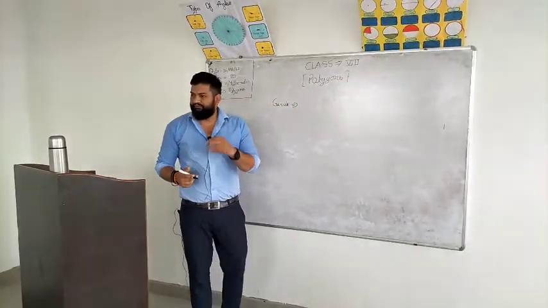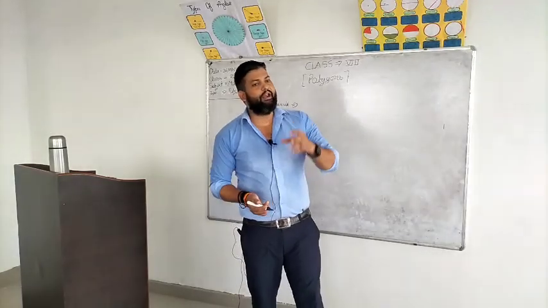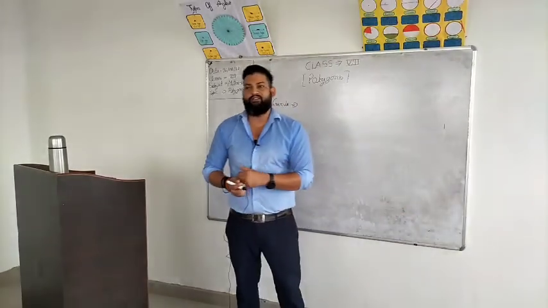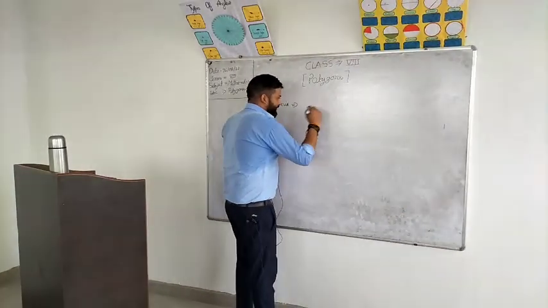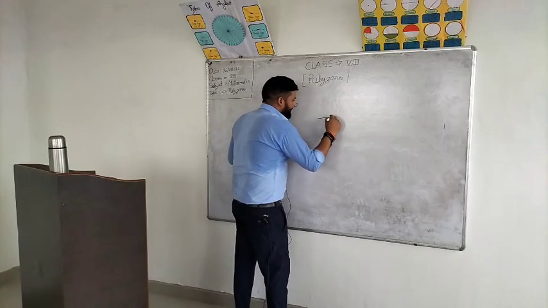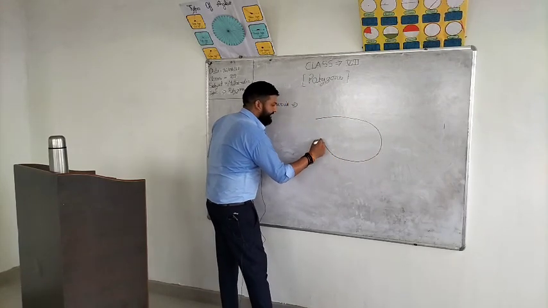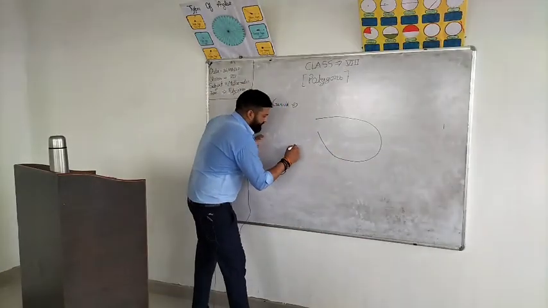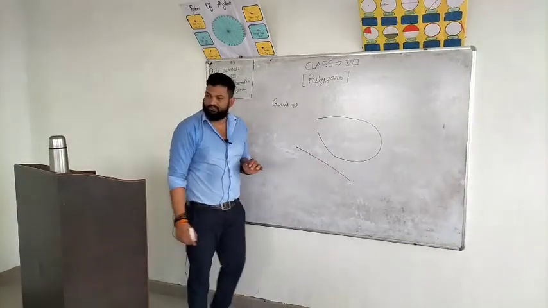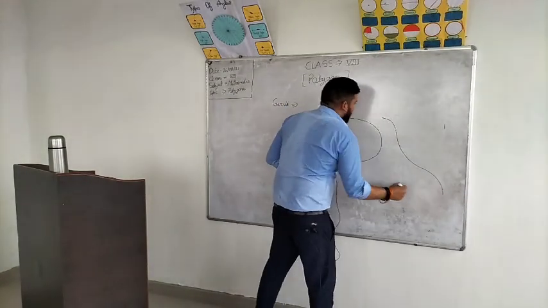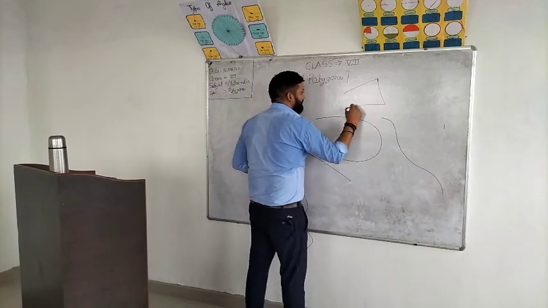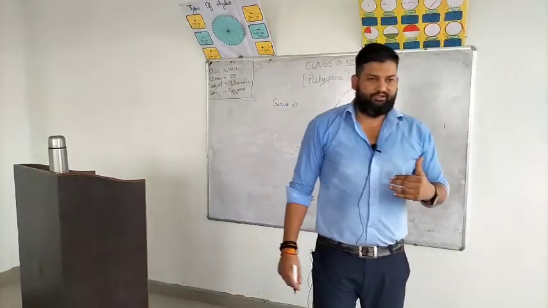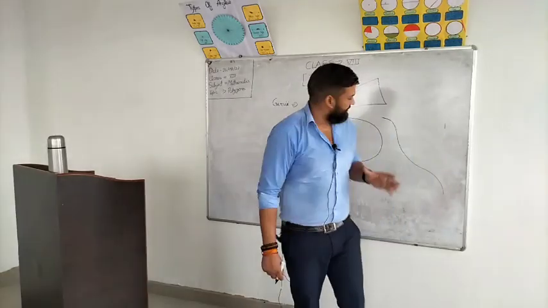If we draw any structure or any figure without lifting our pen or pencil, we say it forms a curve. So you can say this is the curve, and this is also the curve, and this is the curve. You can make a lot of figures, and these are all curves.